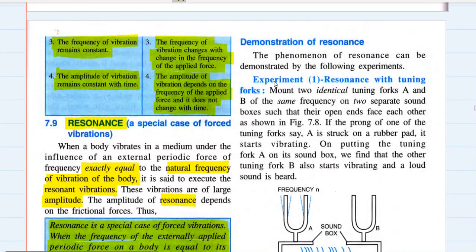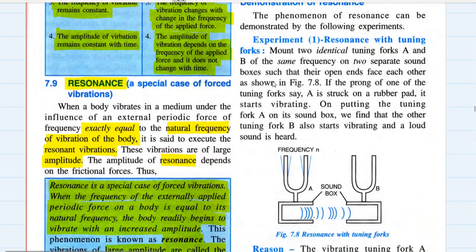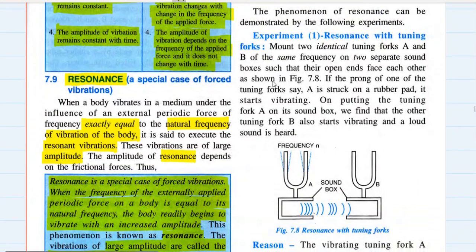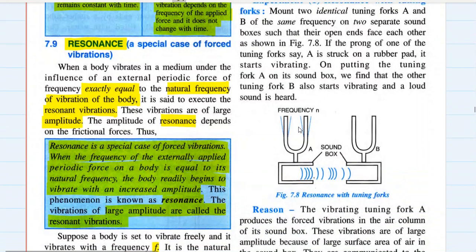Demonstration of resonance देखो, हमने जो demonstration कुछ videos में भी देखे थे, ये demonstrations देखो. Resonance with a tuning fork. तो यहाँ पे एक tuning fork है, इसको एक box के ऊपर रखा गया है, sound box के अंदर. ये जो tuning fork है, उसकी frequency है n. और यहां पे दूसरा sound box है, उसके ऊपर और एक tuning fork B है, जिसकी natural frequency इस tuning fork की natural frequency के साथ coincidentally match करती है.